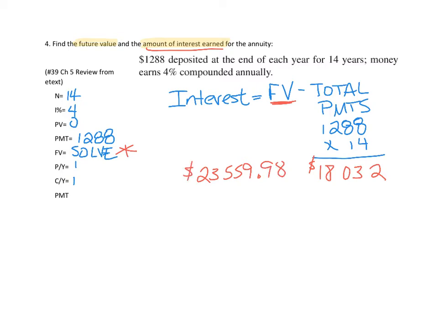So the future value minus the total of the payments, $23,559.98 minus $18,032, gives us the amount of interest. And the amount of interest is $5,527.98.